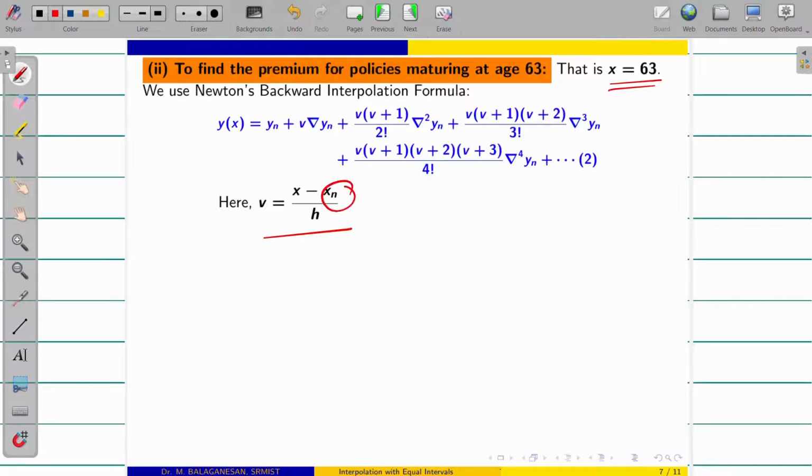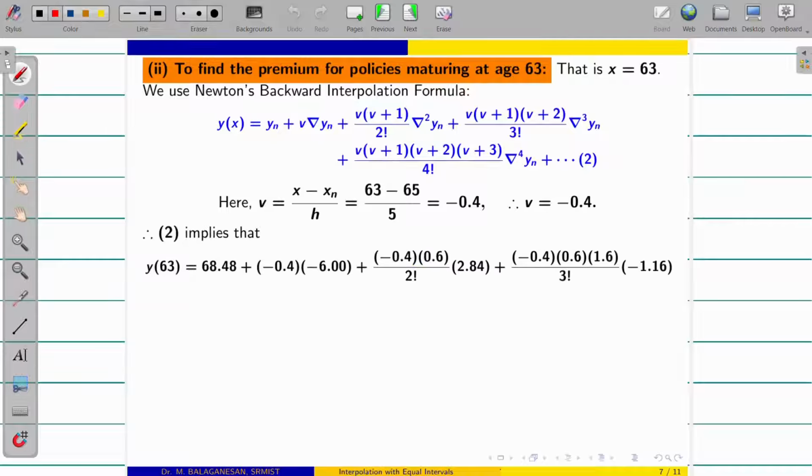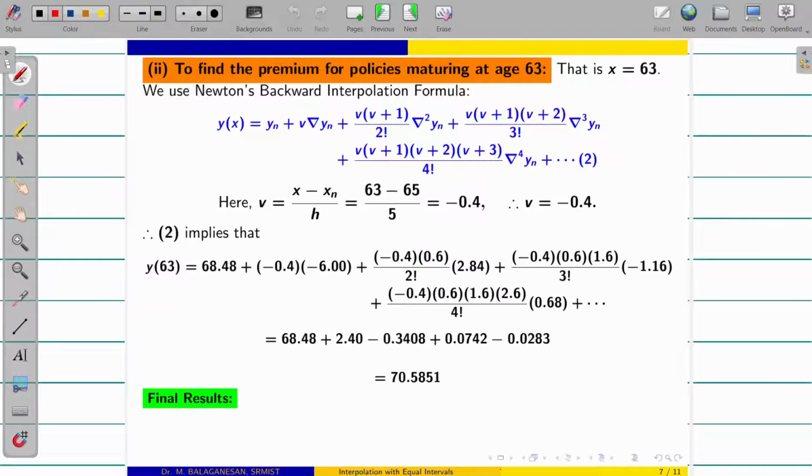xn, how to choose xn? The last value of x will be xn. So substituted, we can get the answer negative 0.4. Substitute in the above formula, step by step procedure. Final answer will be the premium. Yeah, it is lying between the two values as I told you already in the given table. This is the way to conclude whether your answer is right or wrong.